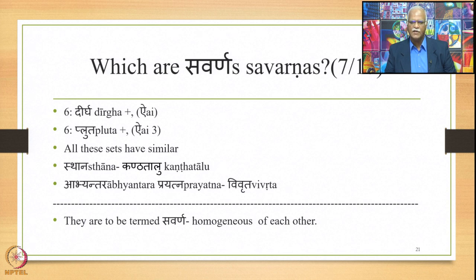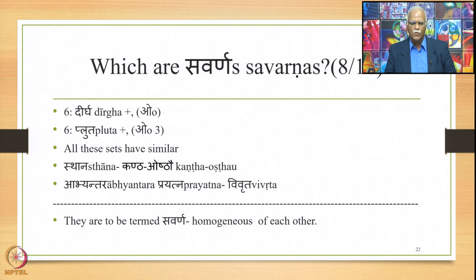Similar is the case with I. I also has got 12 varieties, dirgha and pluta, and they have similar sthana, kanthatalu, and abhyantara prayatna, vivruta. So these 12 varieties are to be termed savarna or homogeneous of each other.